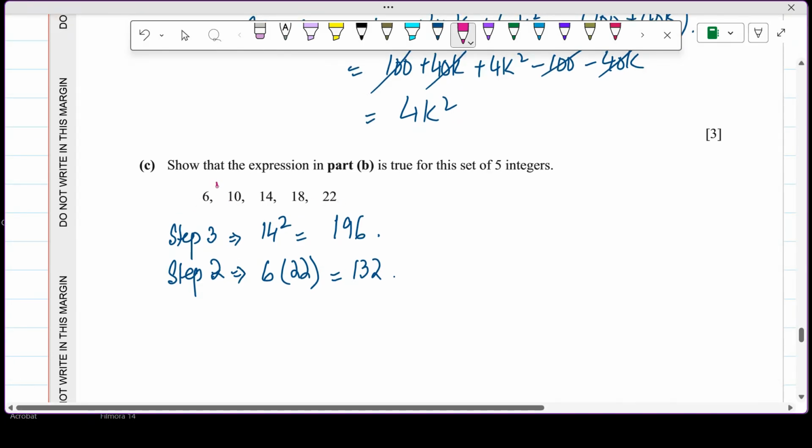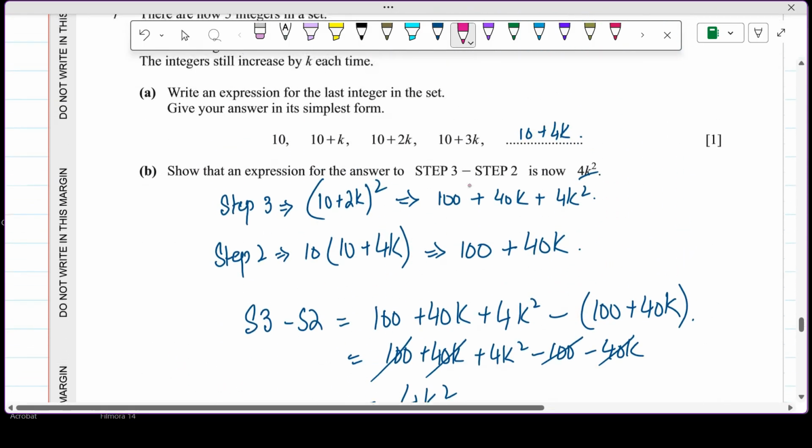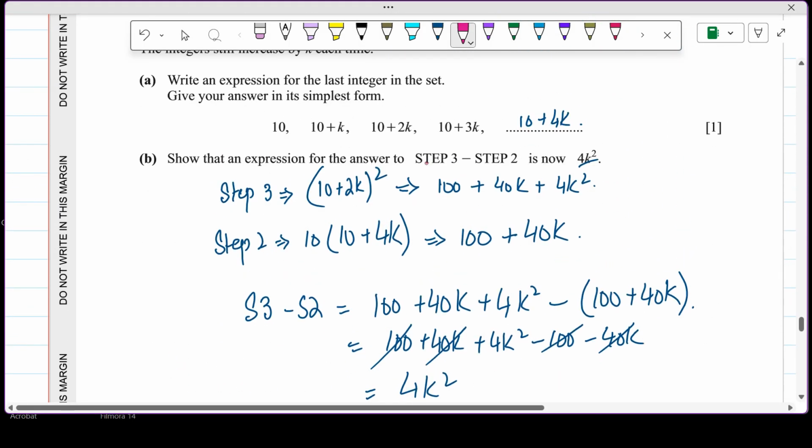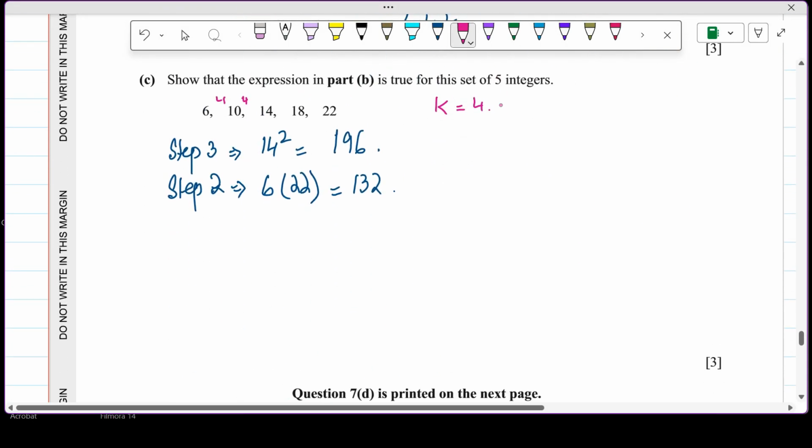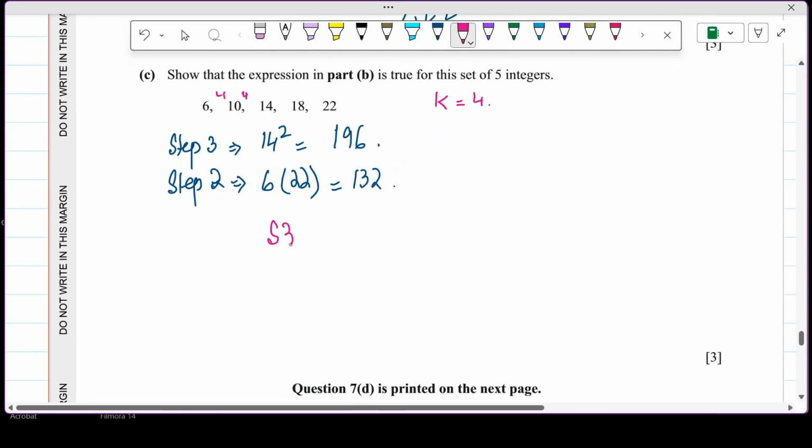For example, 6 plus 4 is 10, 10 plus 4 is 14, 14 plus 4. So we can say that the difference is 4, which means k is 4. And we need to show that the difference of the answer to step 3 minus step 2 is 4k square. So the difference of step 3 minus step 2 is equal to 4k square.